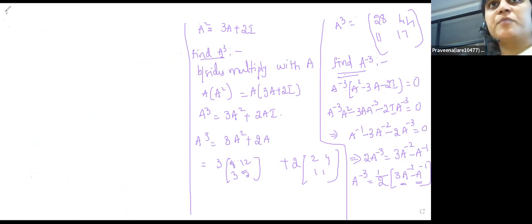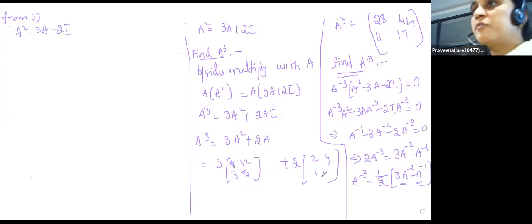Okay, again from the first equation, once again tell me that polynomial a square minus 3a minus 2i. Once you check, ma, from the first part we got a power minus 3 is equal to 1 by 2 into 3a power minus 2 minus a inverse. But without knowing a power minus 2 and a inverse, how do we solve a power minus 3? For that again I am taking the polynomial and I will multiply both sides with a inverse.